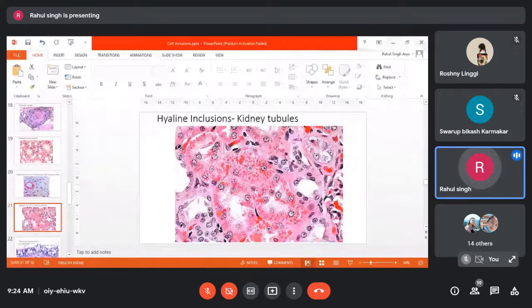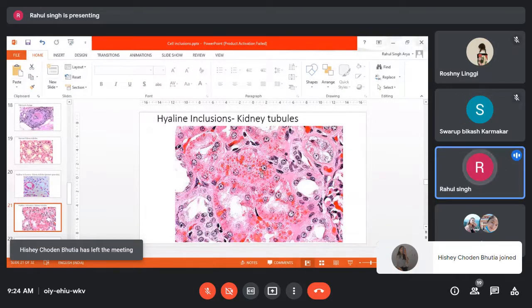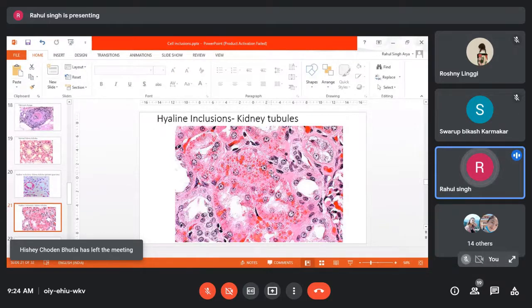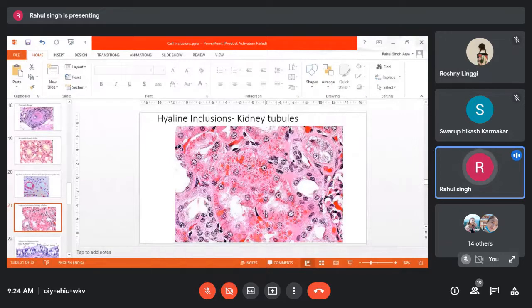You can see the epithelial cell and presence of red dots inside the cytoplasm. You can see here and presence of red dots inside the cytoplasm. This is the inclusion, protein inclusion, hyaline protein inclusions in the kidney tubules. All right.